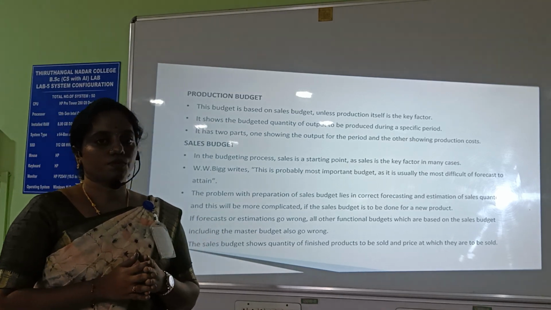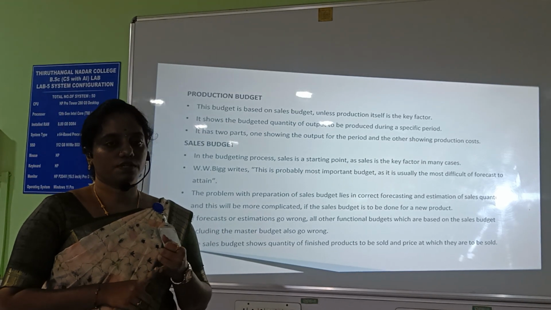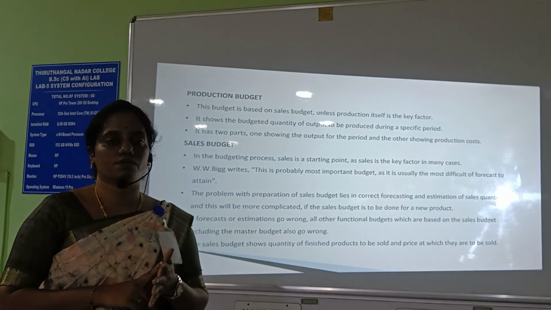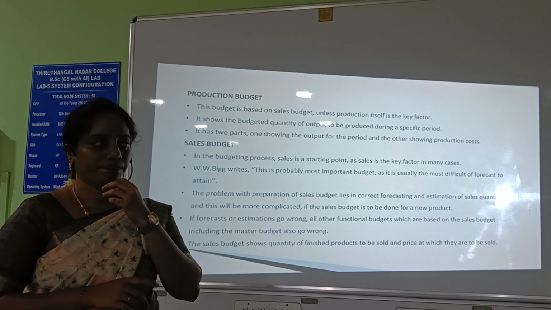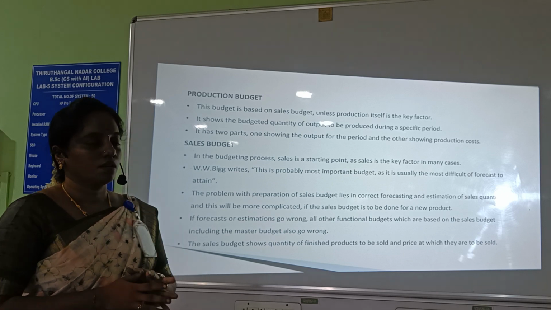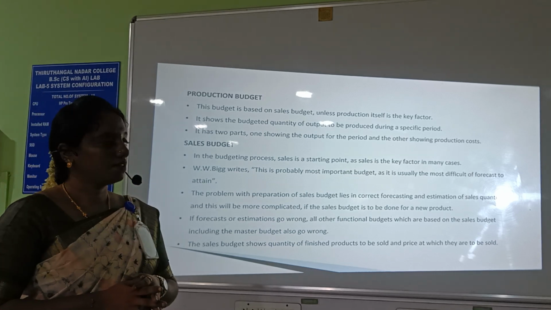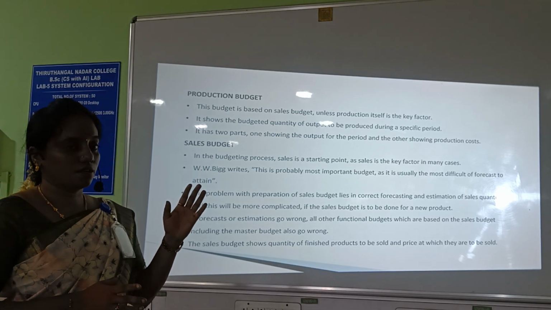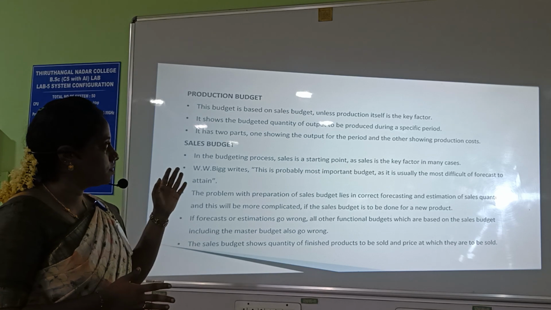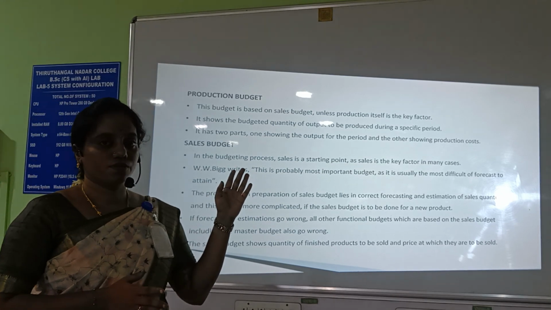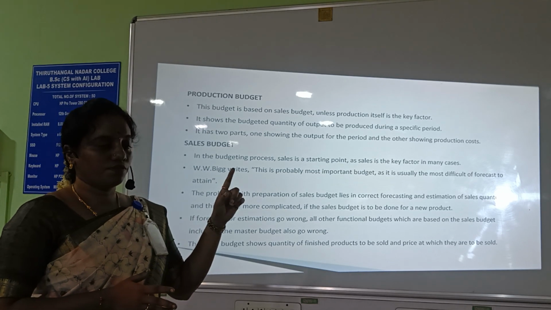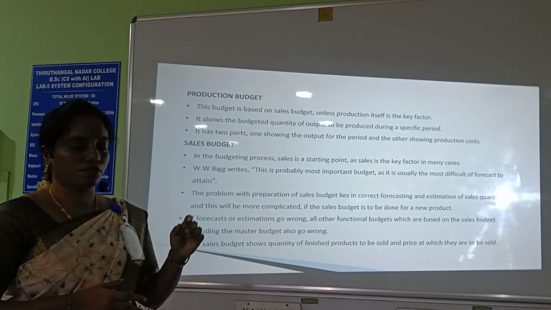So, in budgets, we will see 5 types of budgets. The first one is production budget, then sales budget, fixed budget, flexible budget, and the last one is cash budget. First, we will see production budget. This budget is based on sales budget, unless production itself is the key factor. It shows the budgeted quantity of output to be produced during a specific period. It has 2 parts, one showing the output for the period and the other showing production cost.